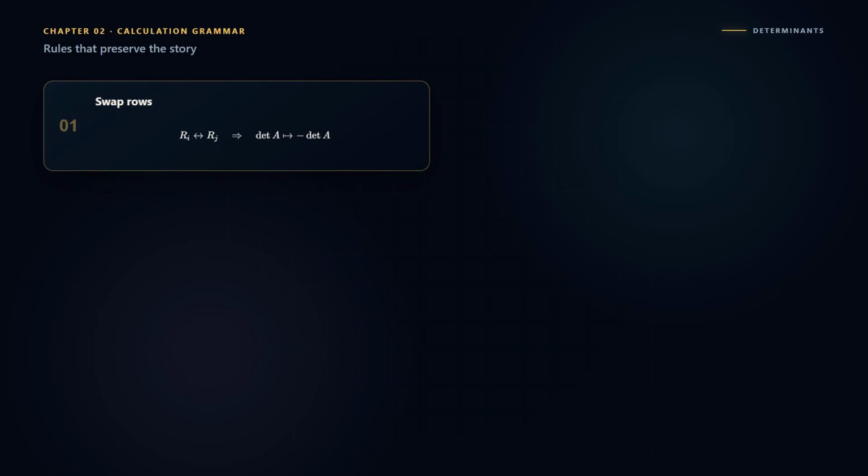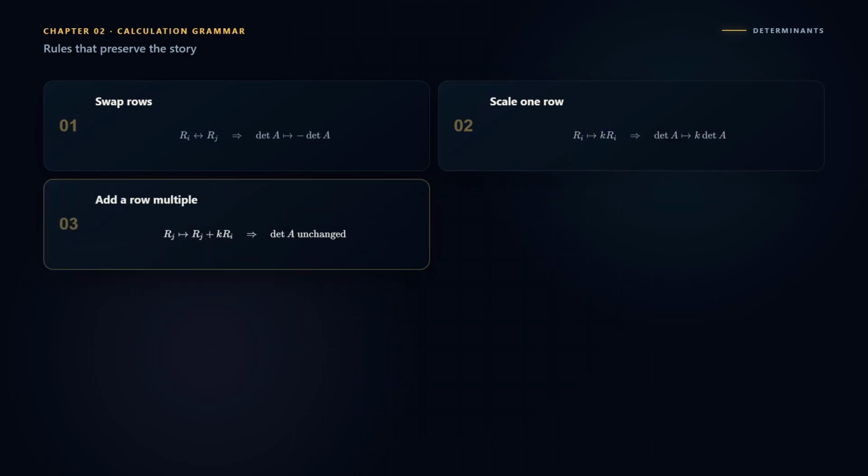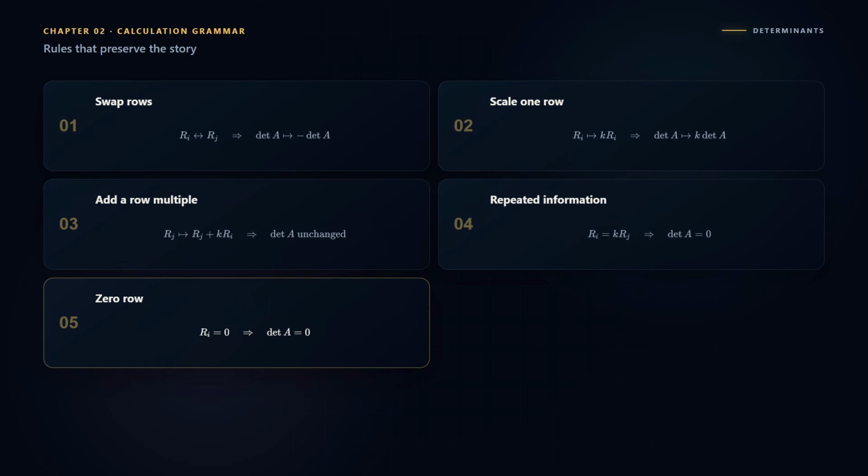Before moving to 3 by 3, collect the rules that make larger determinants manageable. Swap two rows and the determinant changes sign. Multiply one row by a number k, and the determinant is multiplied by k. Add a multiple of one row to another row, and the determinant does not change. If two rows are equal or proportional, the determinant is 0. A row of zeros also forces 0.